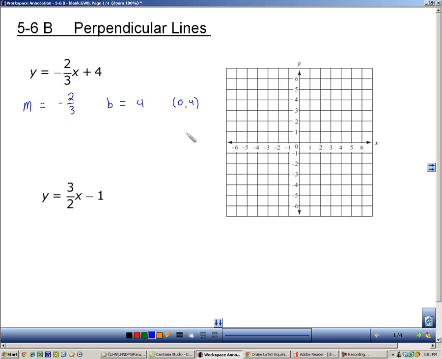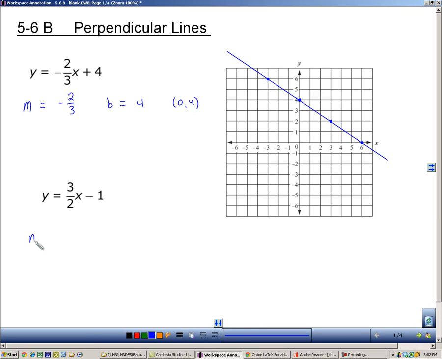So to graph this, we start at the point (0, 4), and we use our rise and run, negative 2 over 3. So I'm going to go down 2, to the right 3, down 2, to the right 3. Now it so happens that this negative could also be applied to the negative 3. So you could go up to the left 3, and that would also work. Either way is acceptable. So here we've graphed our first line. Now we'll do the same thing with the second one.